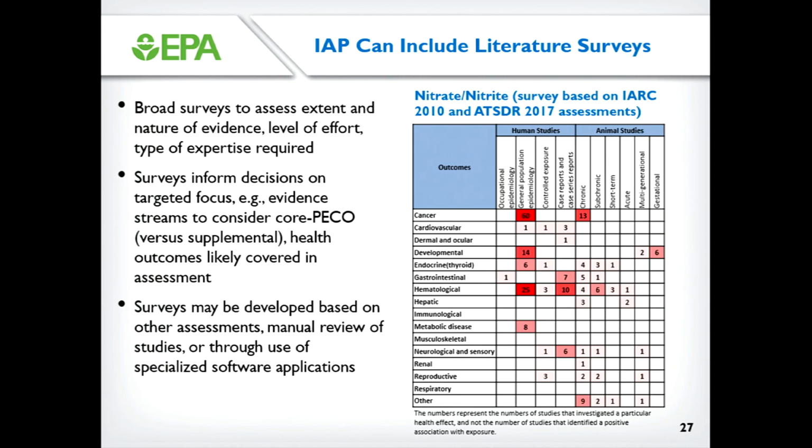You could find the flip. You could find that you have no epi, very little animal bioassay, and the only thing you have is mechanistic. And that's obviously going to trigger a different kind of expertise that you bring to the table and approach to the assessment. So these surveys, in this case, are based on looking across ATSDR and IARC documents to try to understand the extent of the evidence in each of these cells. They can be based on manual screening. They can be based on some of the specialized software applications that you're going to be hearing about today.